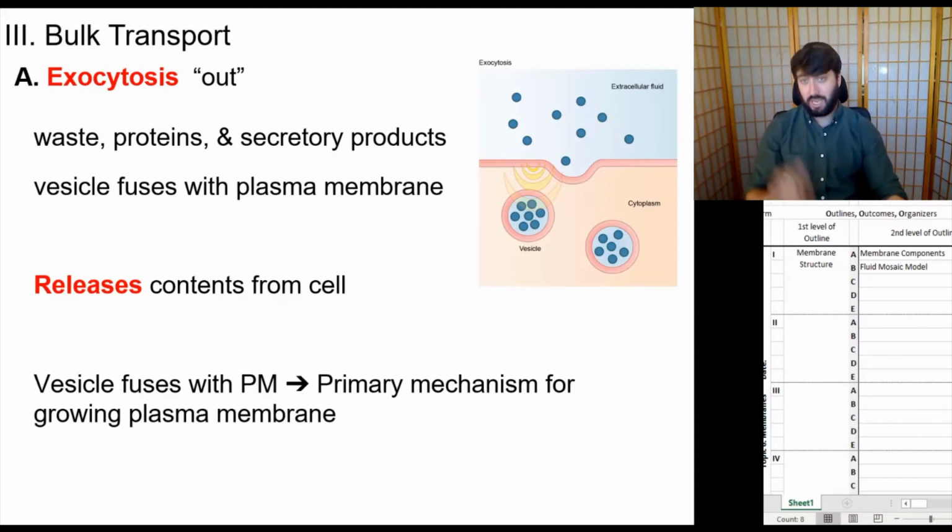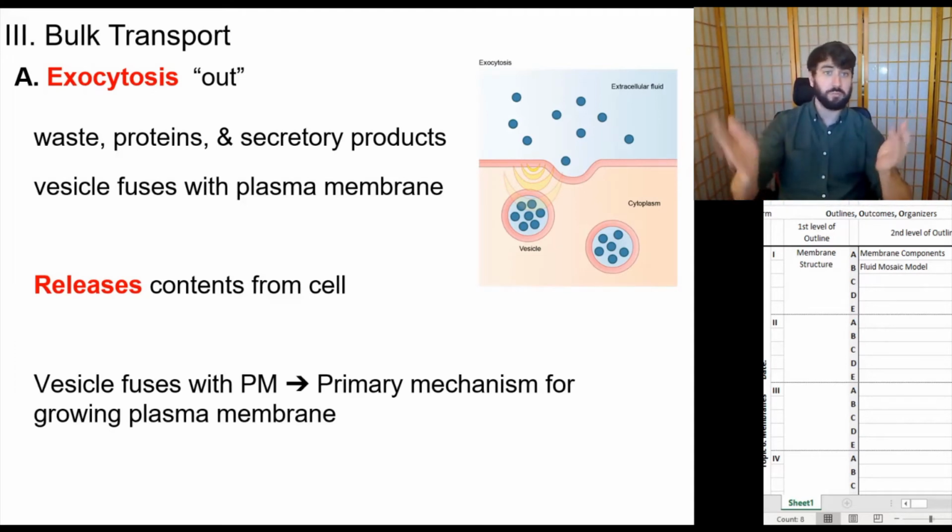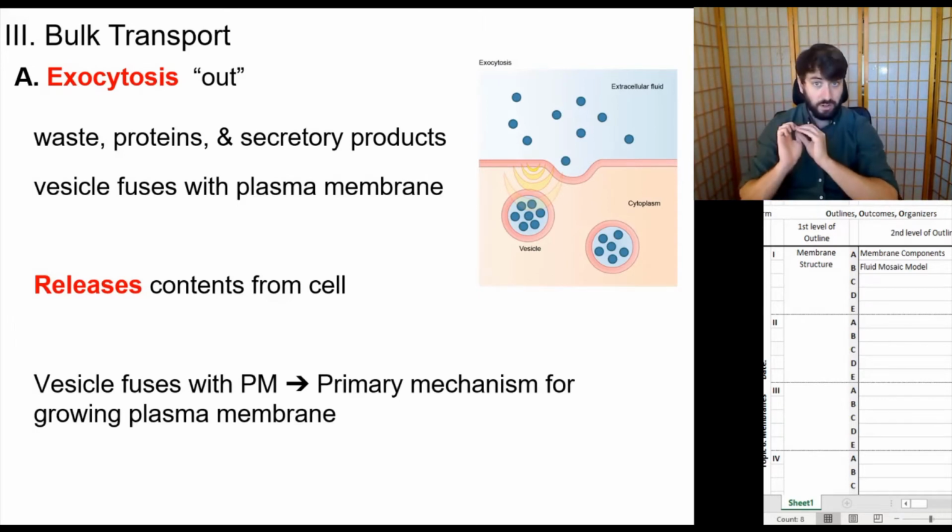The first type of bulk transport is exocytosis, where things are being released from the cell. Typically, these things include waste or the proteins, maybe made by the ribosomes, folded by the RER, and packaged by the Golgi, and then secreted through the membrane. There are also some other kinds of secretory products that can be created and shipped out by these vesicles.